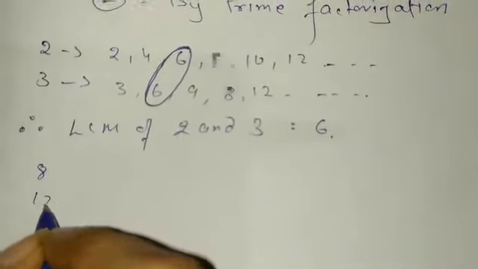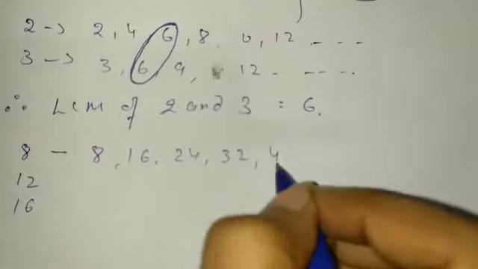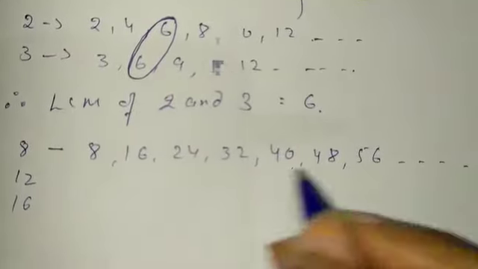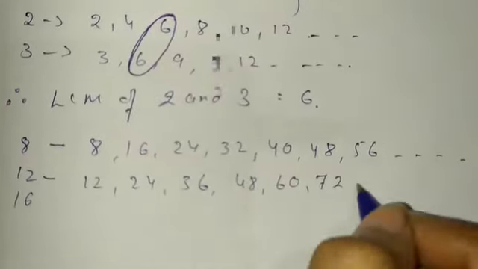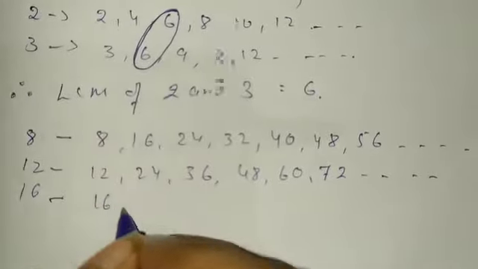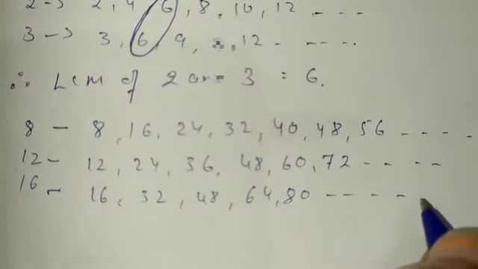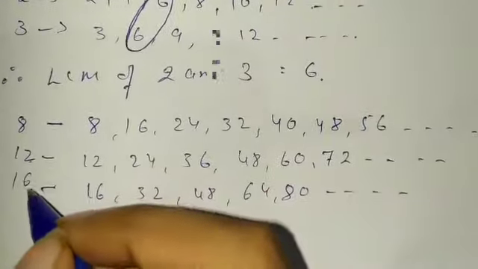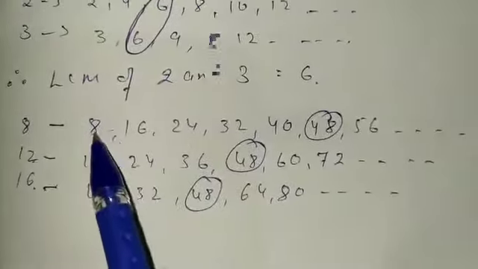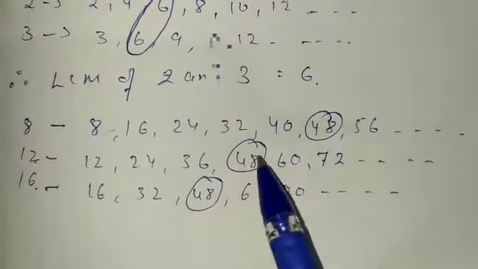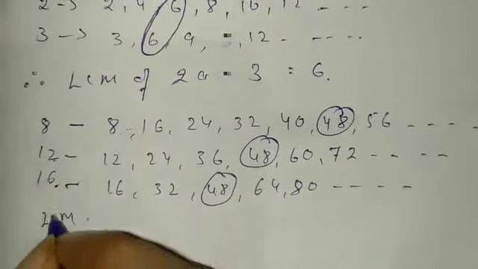Now let us take three numbers, that is 8, 12, 16, where multiples of 8 are 8, 16, 24, 32, 40, 48, 56 and so on. Multiples of 12 are 12, 24, 36, 48, 60, 72 and so on. Multiples of 16 are 16, 32, 48, 64, 80 and so on. Here we can see that the first lowest common multiple in all three cases is 48. Therefore, LCM of 8, 12 and 16 is 48.